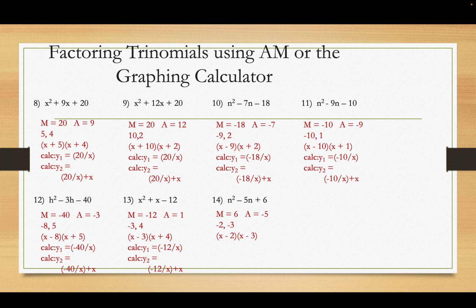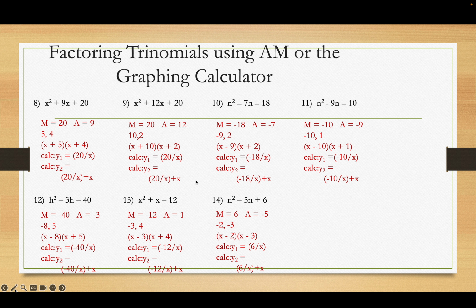You could distribute back and check yourself. If we do the calculator, y1 will equal the last number divided by x. Always like that in parentheses. For y2, it has to be in parentheses, and then plus x at the end. I look for whatever's in the middle term, in this case a negative 5. When I find it and I look in the two previous columns, I would see negative 2 and negative 3, so I know those are my factors.